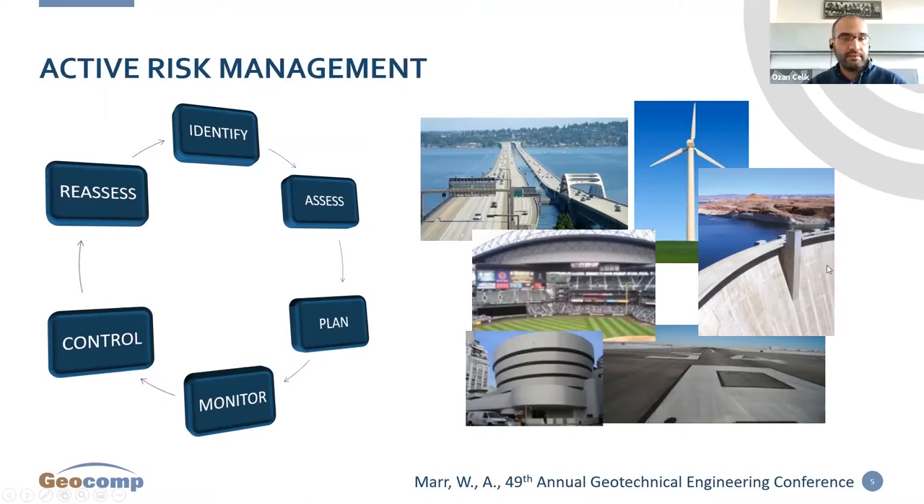Here, if you have different dams on your network, you might have uncertainties with internal erosion or cracks in your solid body. Or if you are looking at stadiums or pedestrian bridges, you might have problems with human structure interaction or machinery structure interaction. So these are the uncertainties we list at the identification stage.